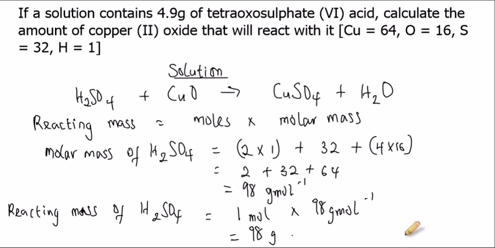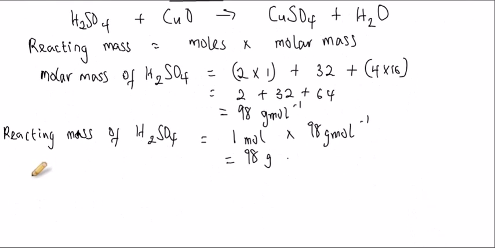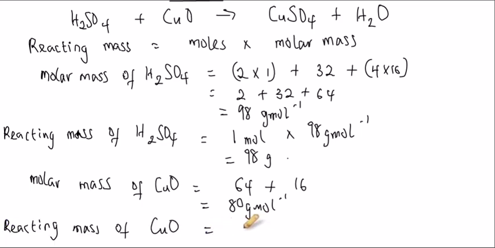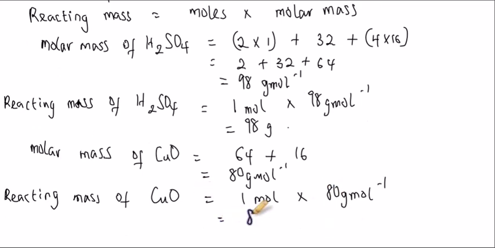Let's solve for copper 2 oxide. Molar mass of copper 2 oxide. Copper is given to be 64. The atomic mass of copper is 64, and that of oxygen is 16. Adding this, we have 80, the unit is grams per mole. The reacting mass of copper 2 oxide will then be equal to 1 mole, the number of moles, multiplied by the molar mass, which is 80, and this is equivalent to 80 grams. Now we've gotten the reacting mass of the substances.